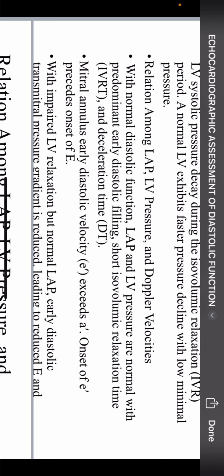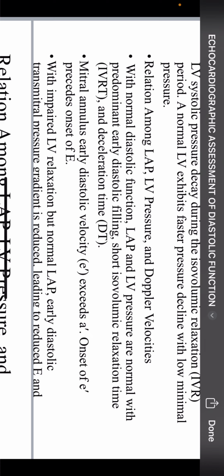And normal one, since it is 70%, it should have high velocity. In Doppler, we are recording velocities. So two waves are recorded, E and A: E for rapid filling, and A for atrial kick. Since rapid filling contributes 70 and the other one 30, E should always be higher than A. That is normal functioning, normal diastolic function.